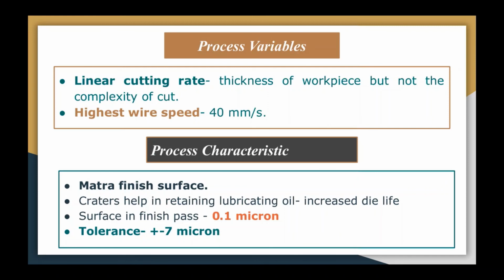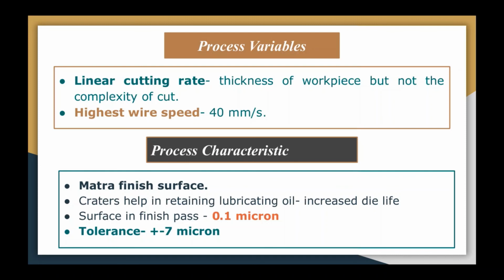Let us go for the process characteristics. Because of the spark craters generated on the workpiece surface, a matte finish is generated, and the craters help in retaining the lubricating oil, which increases the die life also. Using this process we are getting a surface finish up to 0.1 micron in the finish pass, and a tolerance of plus minus 7 micron can be achieved.